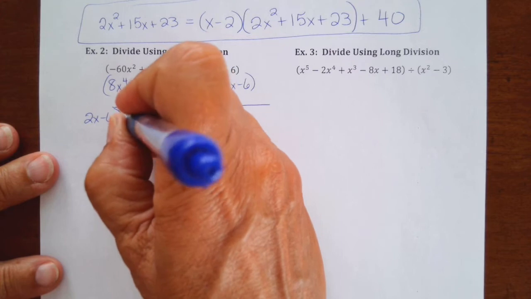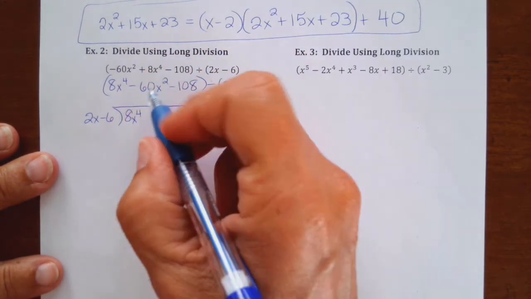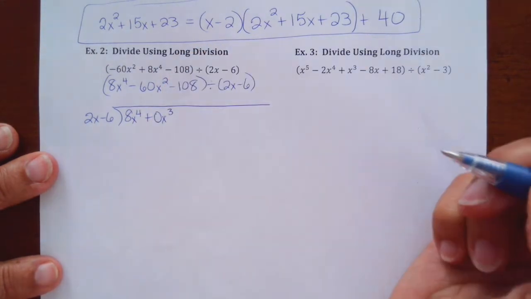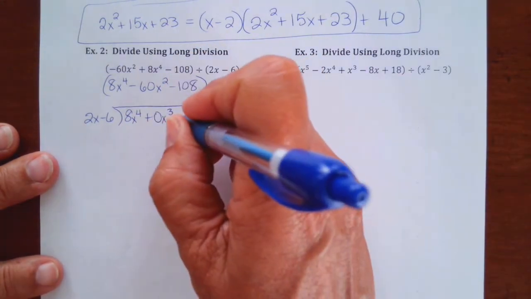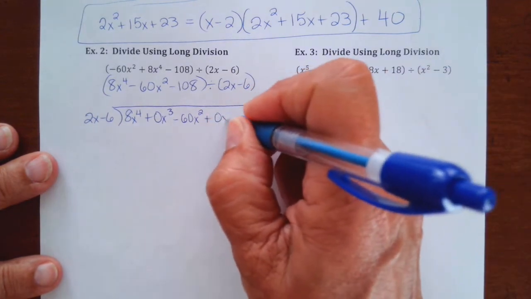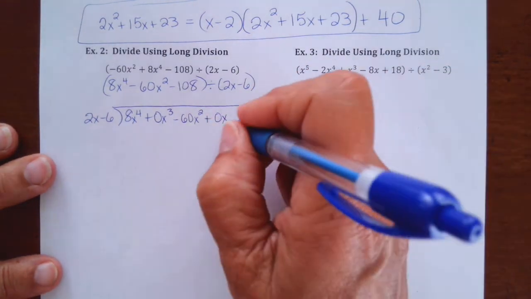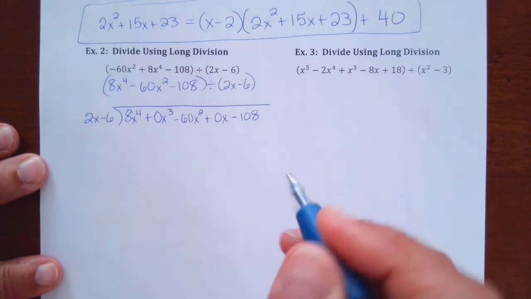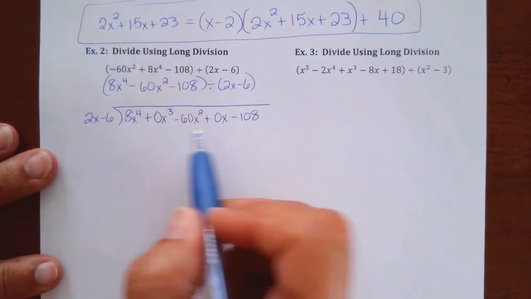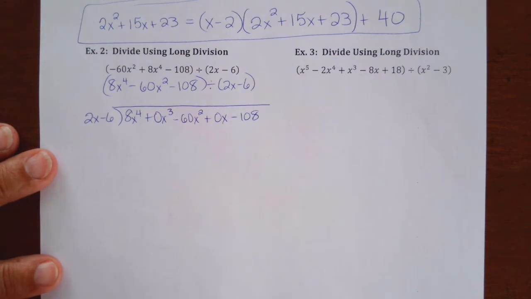So I'm going to do 8x to the 4th. Since I don't have x cubed, I'm going to have a placeholder for it, 0x cubed. Then I can put the negative 60x squared. I don't have an x, so I'm going to add a placeholder, and then the minus 108. Okay, so that's just a very good thing to do because sometimes you'll need it, sometimes you won't. All right, so let's see if we need it on this one.